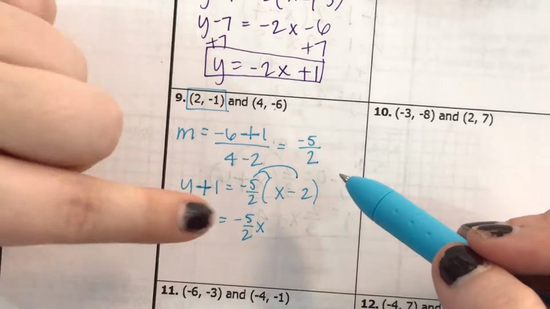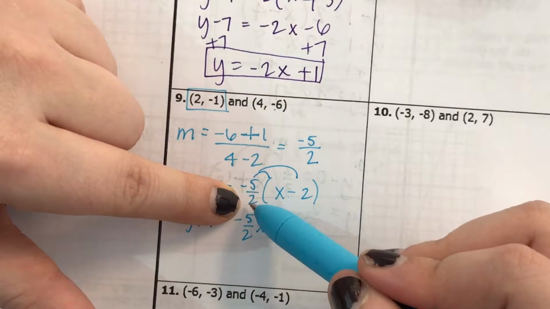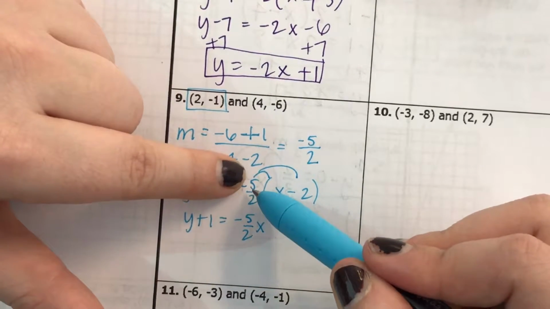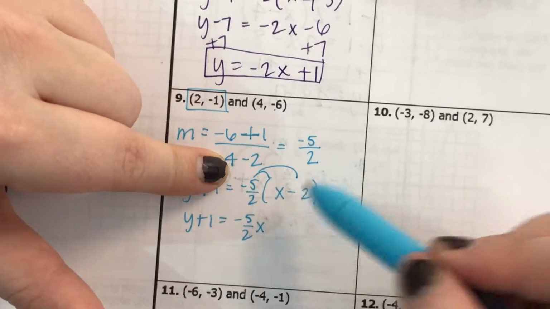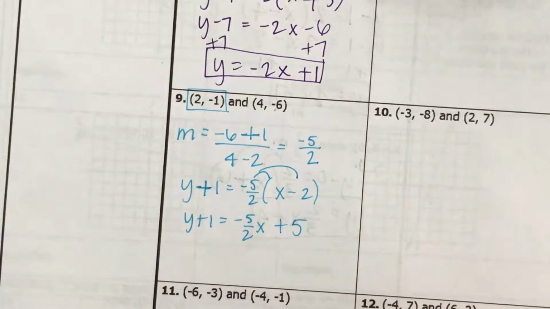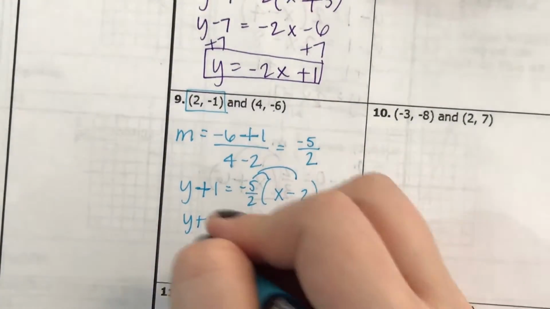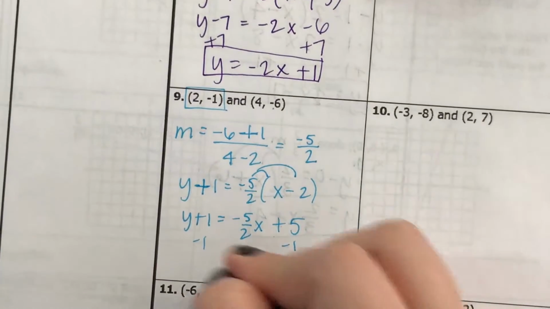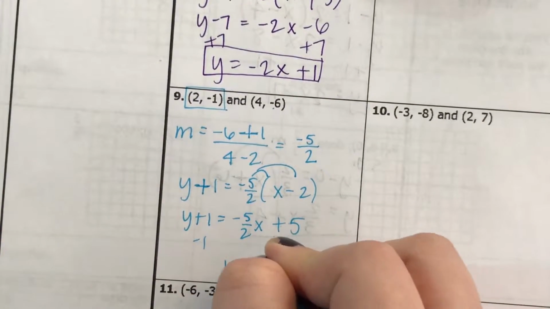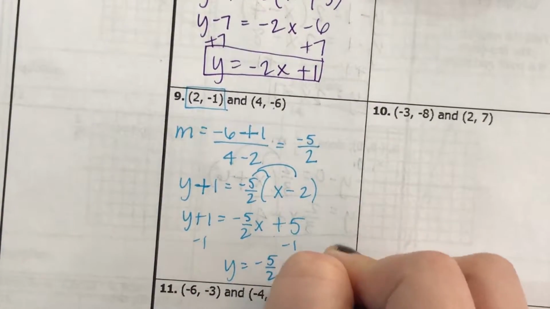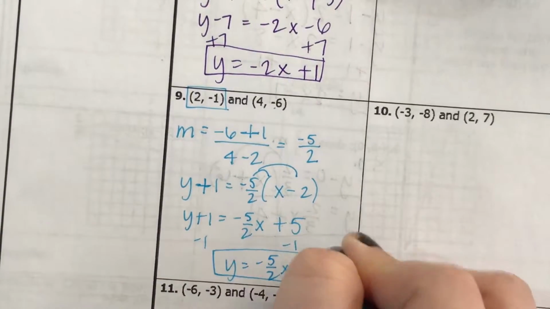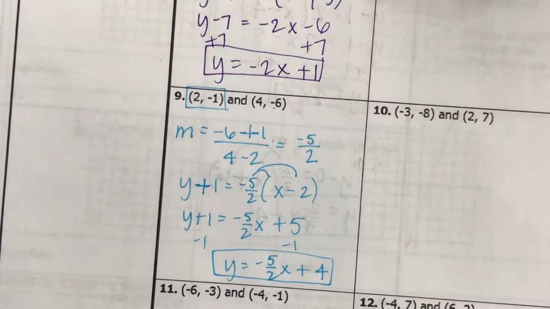I'm going to use that trick we showed you before. 2 divided by 2 is 1, times 5 is 5, and it's a negative times a negative, so it's going to be a positive 5. And I'm going to subtract 1 to get y by itself. Negative 5 halves x plus 4. And that's it. Okay. We have one more to do.